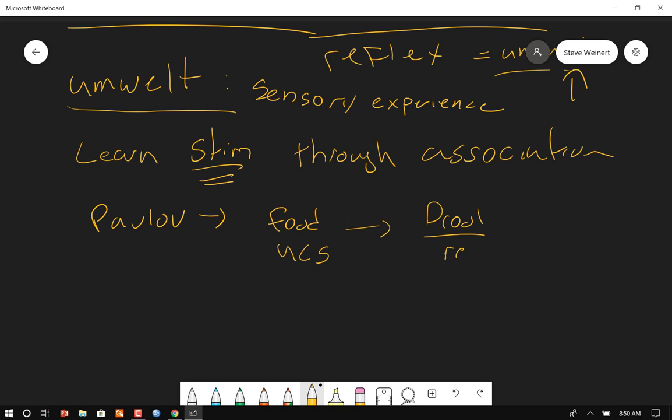Drool is a response. A change in behavior based on stimulus. Simple. Okay? Pavlov discovered something, which I don't think he was that brilliant for figuring this out, but he had an assistant, Tibor. His assistant, Tibor, would come into the lab. All the dogs would wag their tails and smile at him and get excited when Tibor walked in. When Pavlov walked in, all the dogs kind of put their tails down and looked at him.